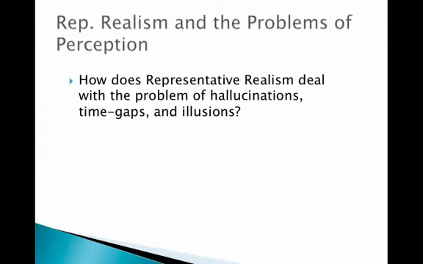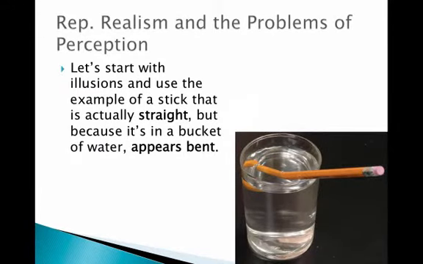All right, well, that's the theory, but now let's see how it succeeds. The theory is only going to be as good as the problem cases it handles. So let's see how it compares to direct realism when it comes to the problem cases. And recall, there were hallucinations, time gaps, illusions, and the problem of perceptual relativity. Well, we'll start with illusions.